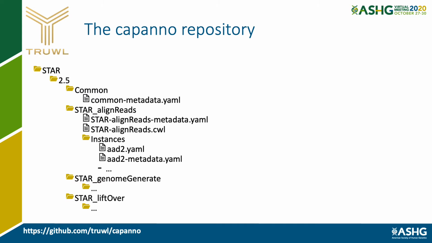Here's a real example for the STAR aligner. It has a common directory and 3 other subdirectories for the 3 subtools of this version: Align Reads, Genome Generate, and Liftover. Thankfully, this all doesn't have to be constructed from scratch.